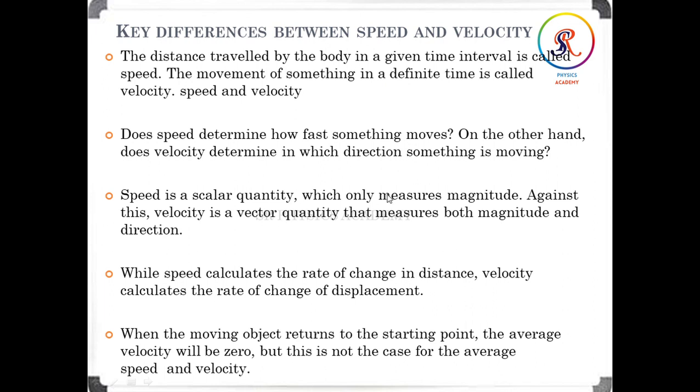Speed is a scalar quantity, and we know that a scalar quantity measures magnitude only. And velocity is a vector, that means both magnitude and direction. That means we can say 5 kilometer north, but for a scalar or speed, we just say 5 kilometers. We are not worried about any direction, but in a vector quantity we have to specify both the magnitude and direction. Then we say 5 kilometer north direction. While speed calculates the rate of change of distance only, velocity calculates the rate of change of displacement. When the moving object returns to the starting point, the average velocity will be 0, but this is not the case for the average speed.